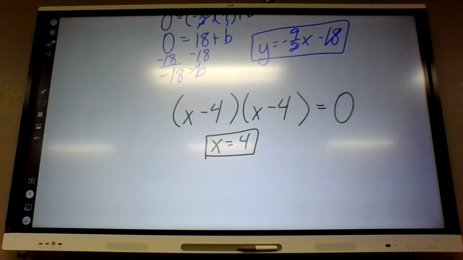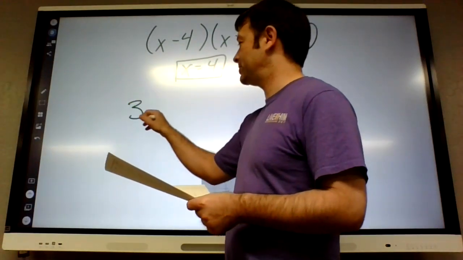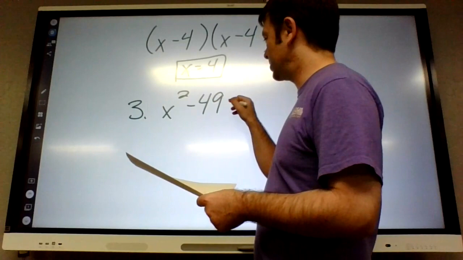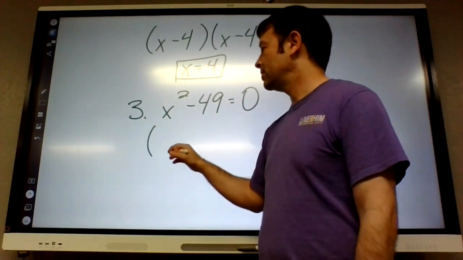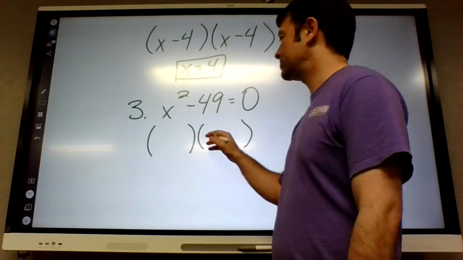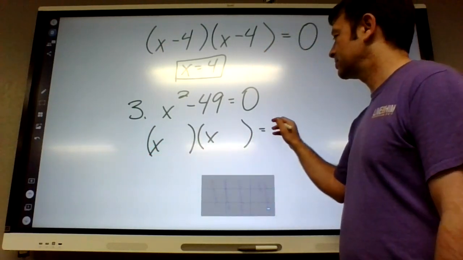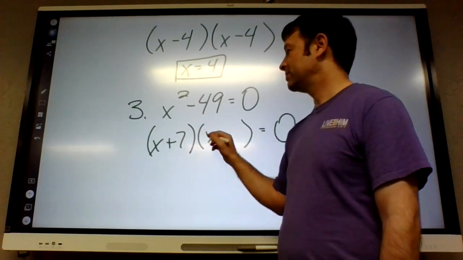Okay, number 3. Evidently we didn't do enough number 3s, because every time we see one, nobody knows what's going on. How do we factor number 3? X and X, plus 7, minus 7. So, how'd you do that?